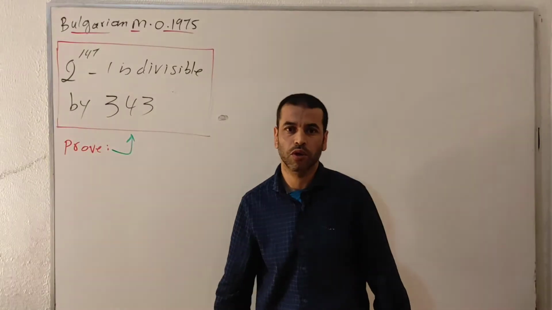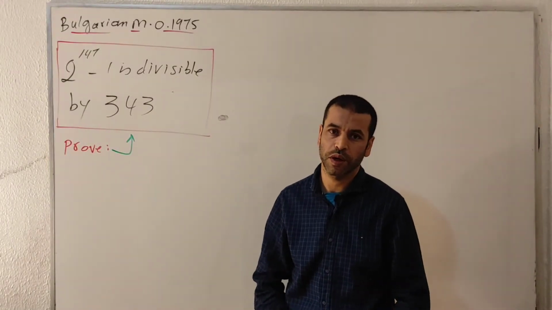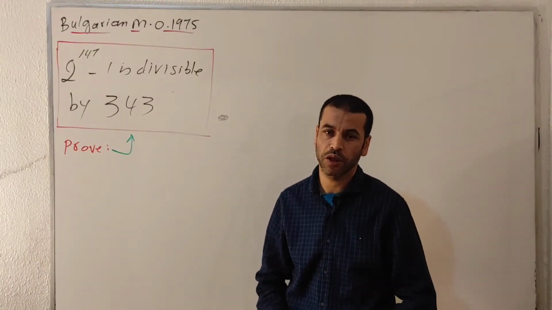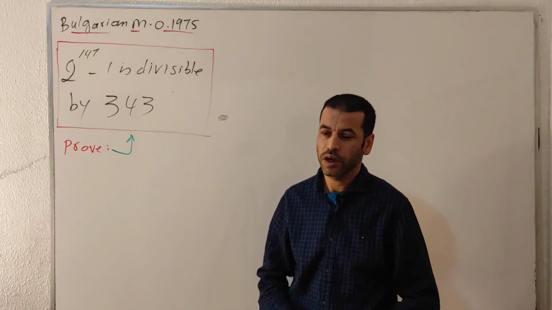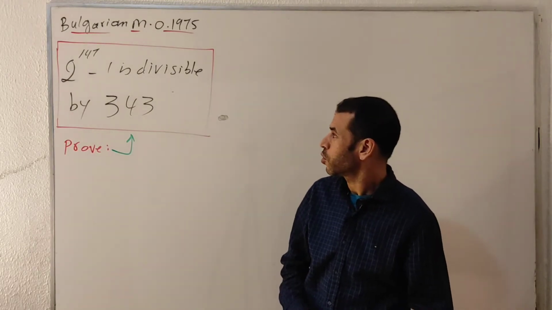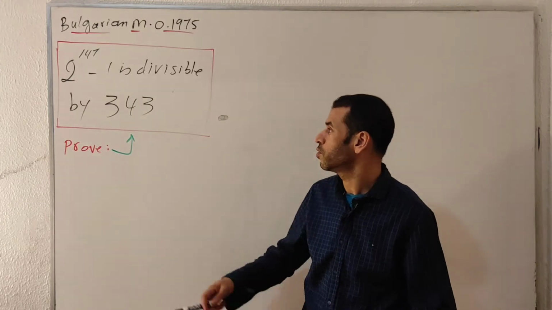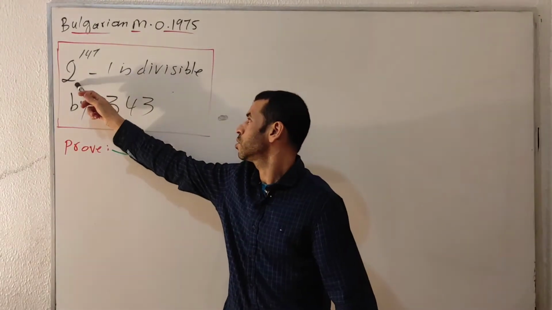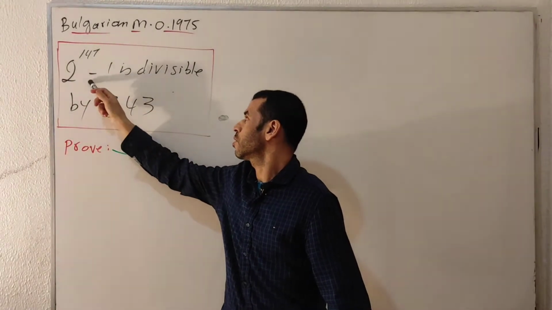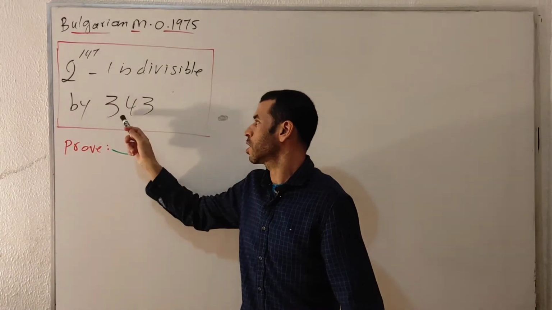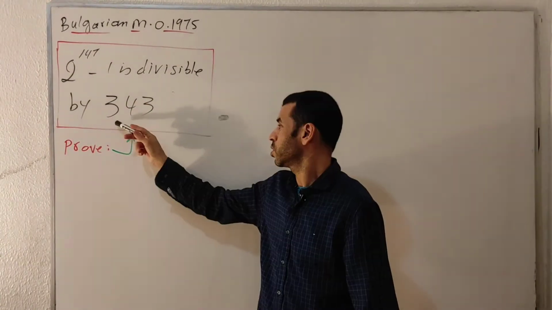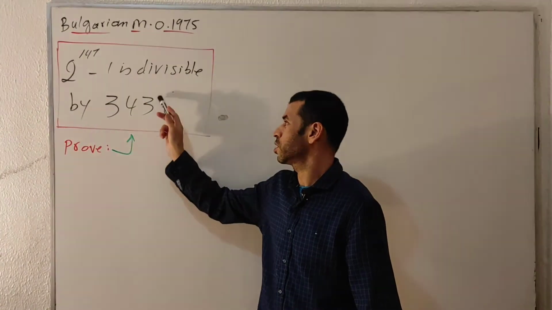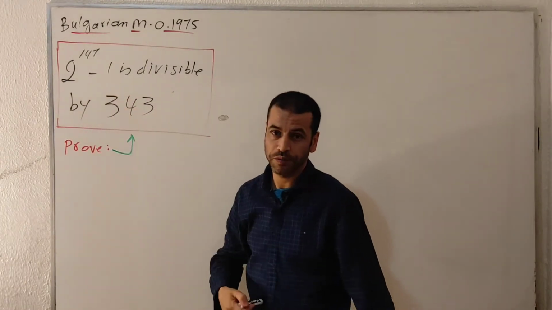In today's video, I would like to introduce a very nice problem of the Bulgarian Mathematical Olympiad, edition 1975. Our goal is to prove that 2^147 minus 1 is divisible by 343. In other words, 343 divides this term.